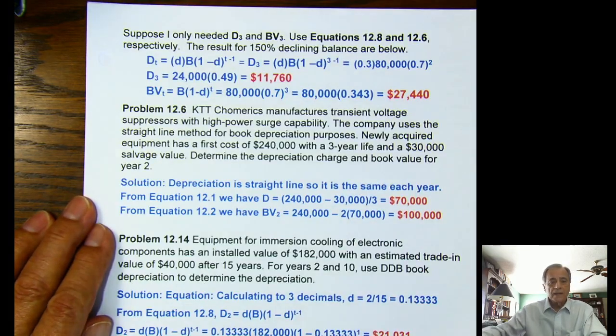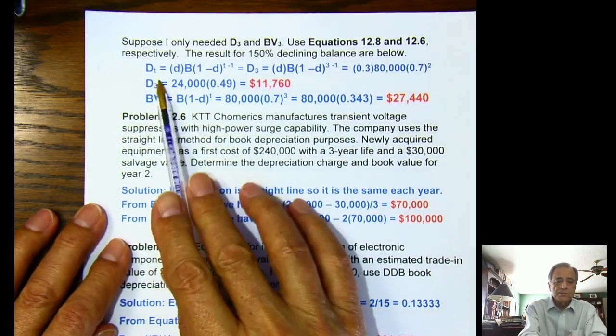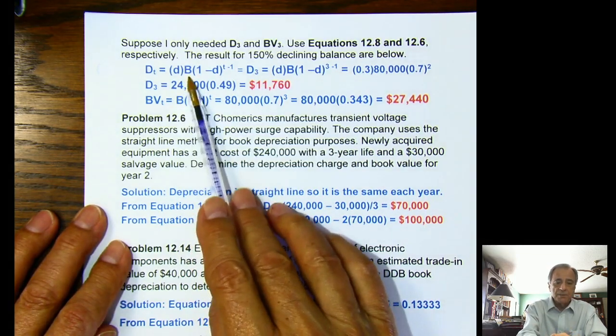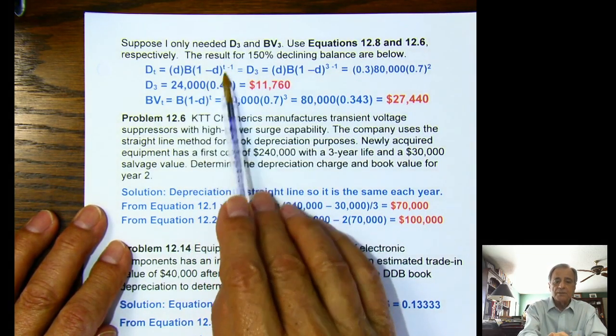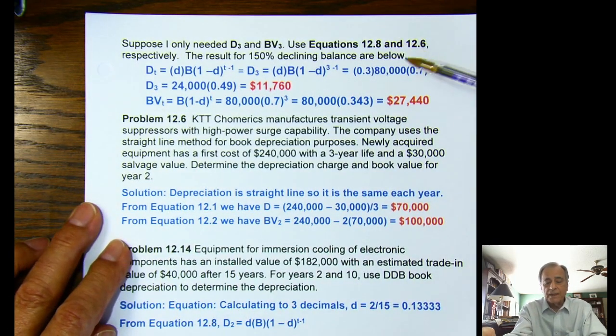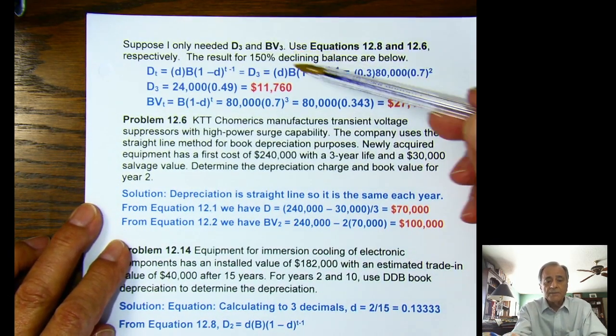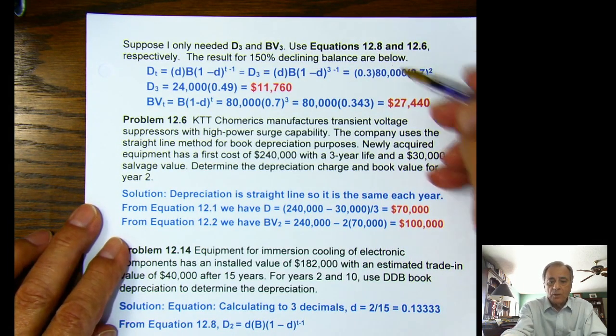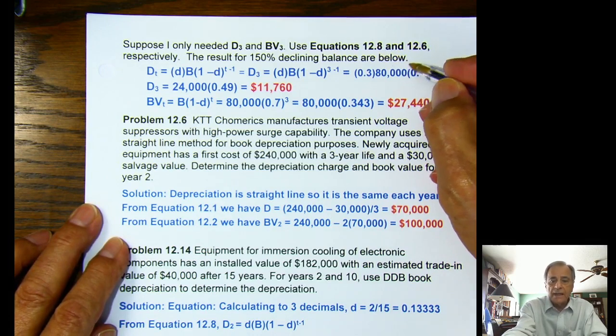Okay, so anyway, D sub 3 using equation 12.8 is D times B times (1 minus D) to the T minus 1. So that's D sub T. We want D sub 3. That's what I'm asking for. And I'm telling you that you're using 150% declining balance. And we should also say that n equals 5.